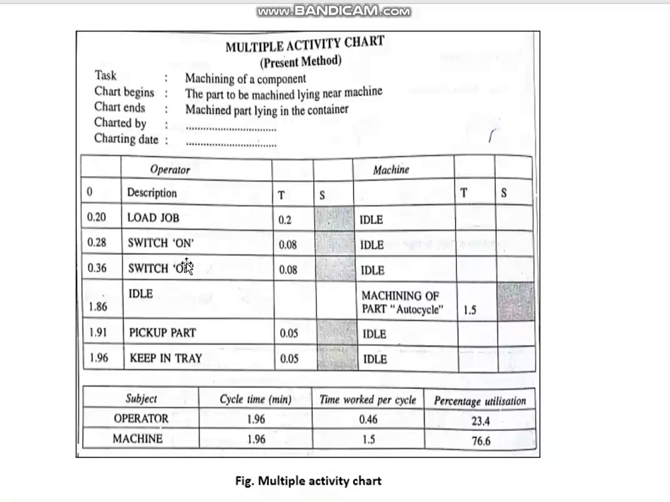Then the next activity is again switching on. What is he switching on now? You can say first he switches on the machine and second the coolant, or first you switch on the coolant and second the machine. This also takes 0.08 minutes, and it is an activity for the operator and idle for the machine.